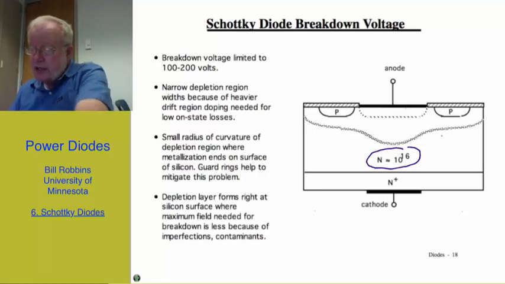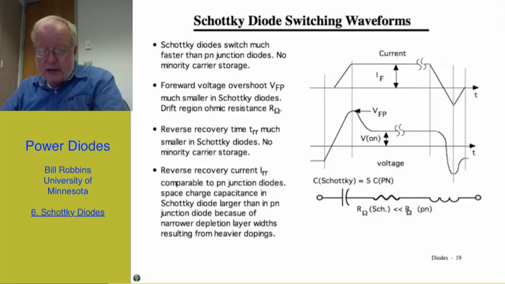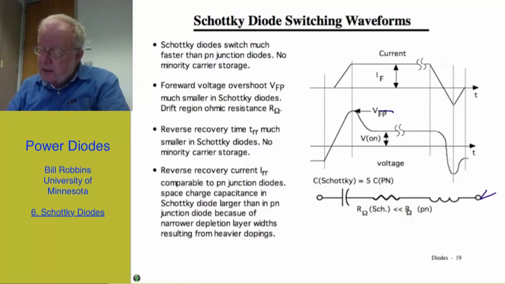As far as the switching characteristics of Schottky diodes, qualitatively they look similar to those of a p-n junction diode. Turn the current on at a fixed rate. There will be some voltage overshoot, primarily because of the inductance that shows in the equivalent circuit right here. The resistance is not changing, so the drop from the peak forward voltage down to here is simply L di/dt.